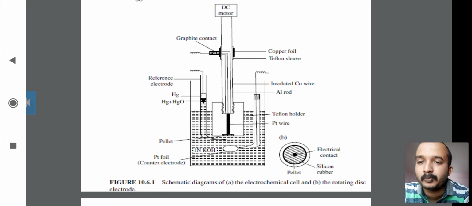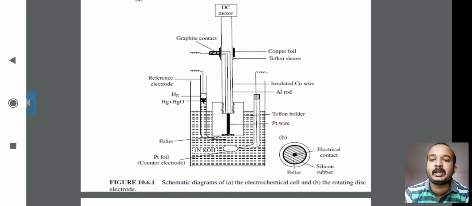Part A shows the electrochemical cell. Look at this beaker-like shape, which is the electrochemical cell, and B is the rotating disc electrode, which shows the electrical contact, silicone rubber and the pellet. This is the schematic representation of this electrochemical method.